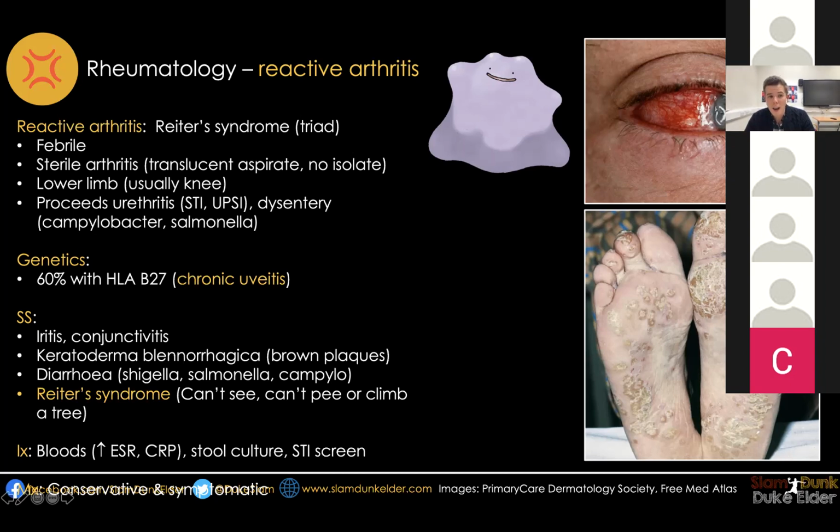And there is a classic triad. Reiter syndrome is a classic triad of can't see, can't pee, can't climb a tree. You can't pee because you've got urethritis, the common infection of an STI. So you've had a recent infection. You can't see because you have anterior uveitis or conjunctivitis. And you can't climb a tree because you have these skin lesions as well as an arthropathy that's developed. But it's a sterile arthropathy with a low-grade fever. So it's not a septic arthritis, but it would form part of your differential.